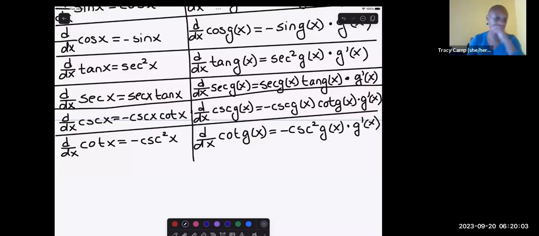So those are basically the rules that we've learned so far, and then their chain rule equivalents. We'll be learning more rules as we go on in this chapter, and just remember that they'll have a chain rule equivalent. So now let's look at some problems.